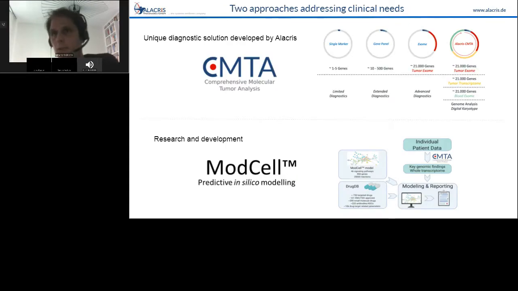For this clinical need, we do have two solutions addressing those. So as I said, one is our comprehensive molecular tumor analysis based on whole exome plus transcriptome sequencing. So while others do some sort of small diagnostics, single markers or a panel, we try to get the most advanced diagnostics using transcriptome sequencing. And the second, which I will show later, is still under research and development, is mathematical modeling, which is actually a complementary system to the diagnostic.